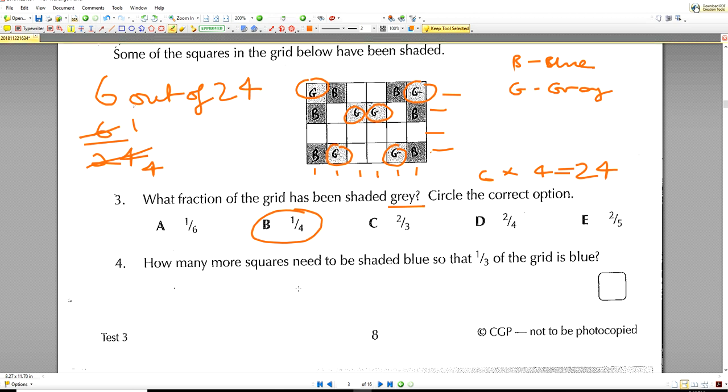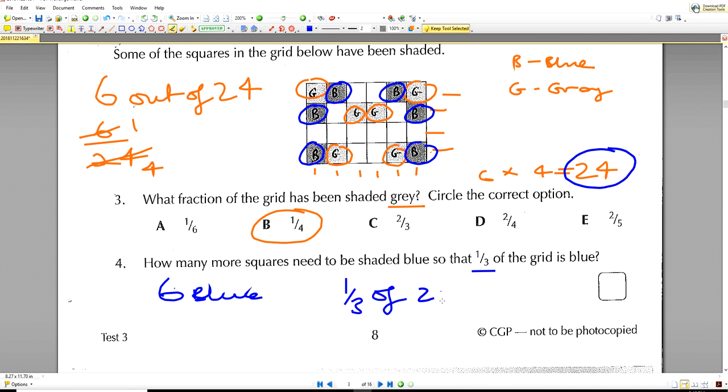Okay, how many more squares need to be shaded blue so that 1/3 of the grid is blue? So let's work out how many are blue. So we have blue 1, 2, 3, 4, 5, 6. So you have 6 blue at the moment. Now 1/3. So we've got 1/3 of, and we've got 24 squares altogether.